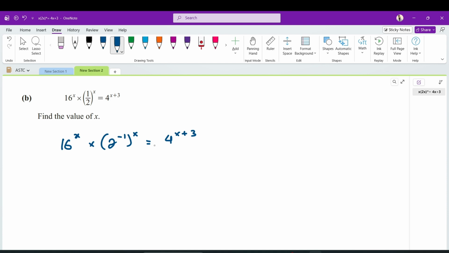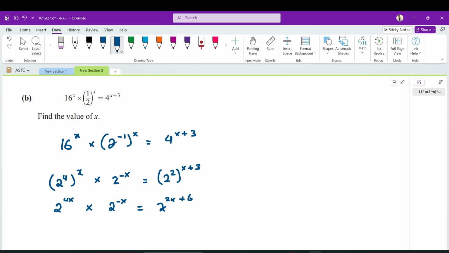16 to the power of x multiplied by 2 to the power minus 1, to the power of x, is equal to 4 to the power x plus 3. Now, to find x, the bases of all these indices should be the same. So 16 can be written as 2 to the power of 4, to the power x. Then this x multiplies with minus 1, so you get 2 to the power minus x. And 4 can be written as 2 squared, to the power x plus 3. So this becomes 2 to the power 4x multiplied by 2 to the power of minus x equals 2 to the power of 2x plus 6, because this 2 multiplies with x and this 2 multiplies with 3.